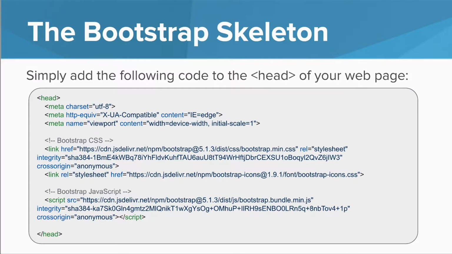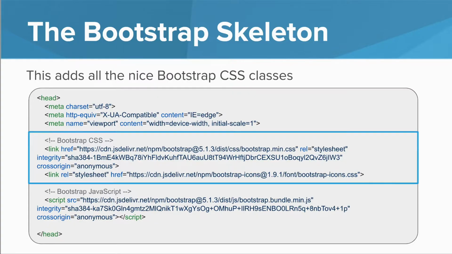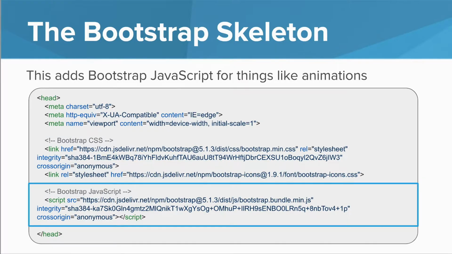To add Bootstrap to your web pages, you'll need to add the following code inside the head tag of your HTML document. Within this Bootstrap skeleton, we have two Bootstrap CSS links. These provide access to the Bootstrap styling and icons. We also have the Bootstrap JavaScript file link. This calls the Bootstrap script that provides code for animations, transitions, and more.